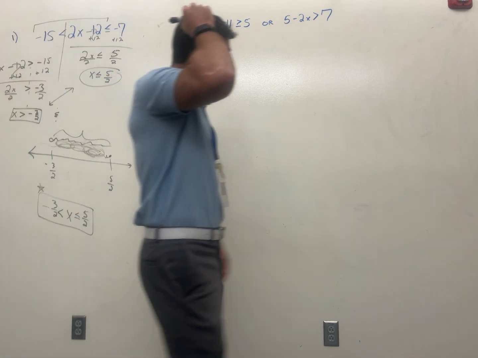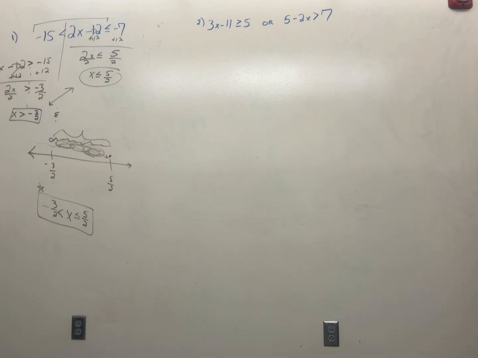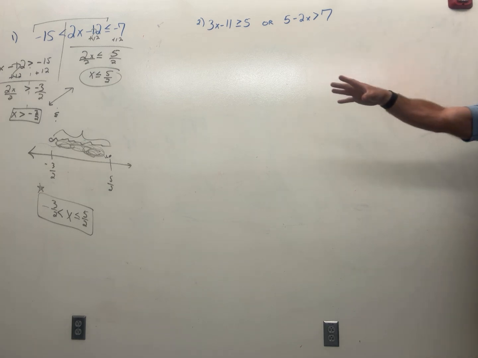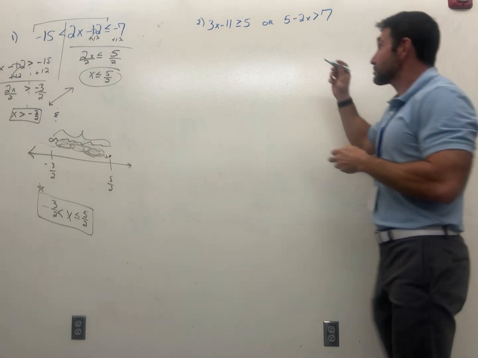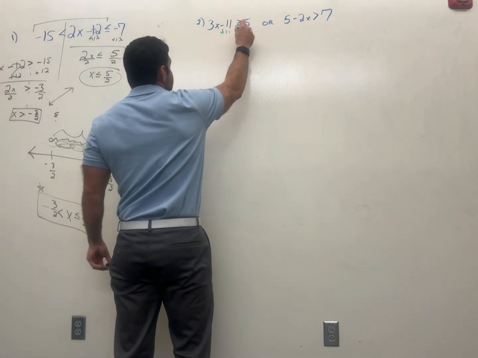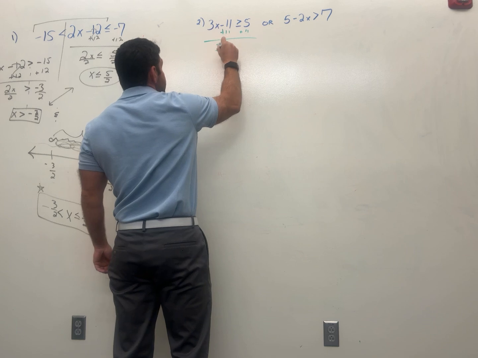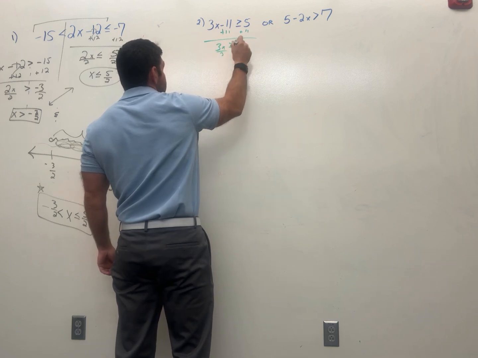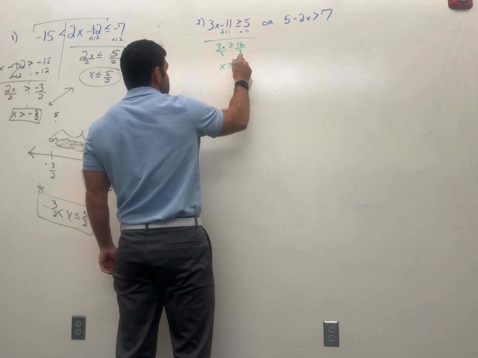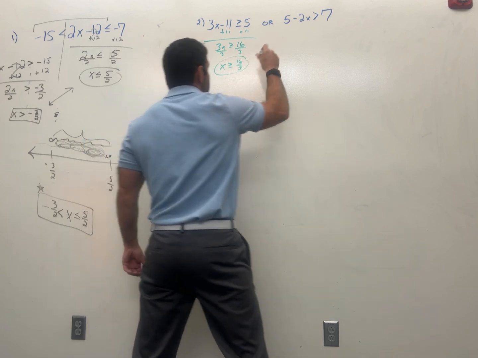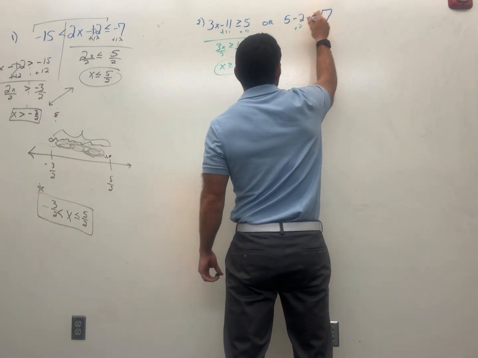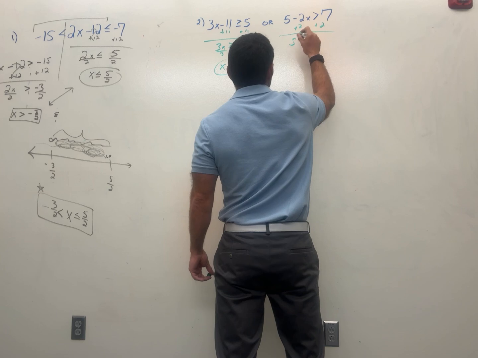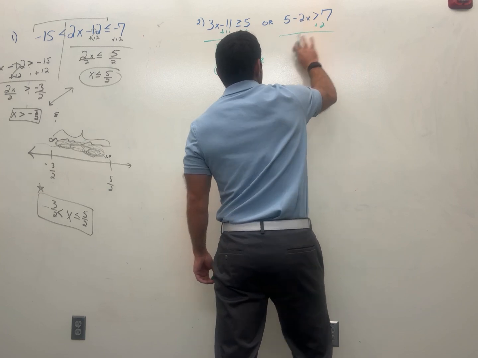Then we get to the ors. The or, we're looking for them to go apart, be either or. Add 11. 3x is greater than or equal to 16. Divide by 3. X is greater than or equal to 16 thirds. Or add 2. Oh my gosh, Mr. H, really? Wow.